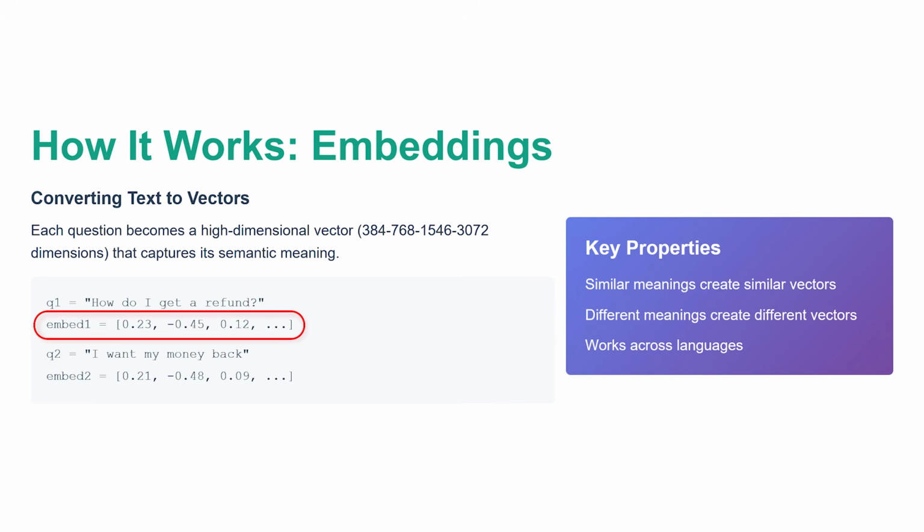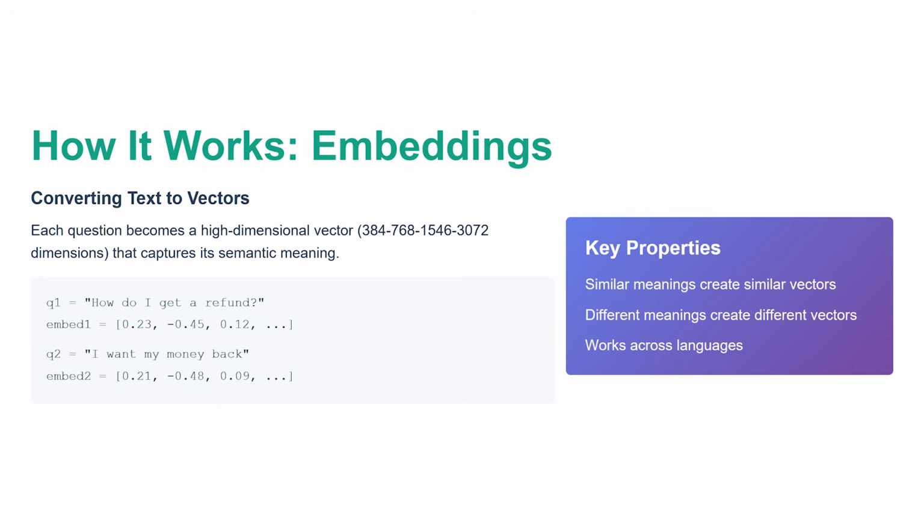So when someone asks, how do I get a refund? You get something like this. And when someone else asks, I want my money back, you get a vector like this. Now, here's the magic. Similar meanings create similar vectors. These two vectors are going to be really close to each other in this high-dimensional space, even though the actual words are different. Why does this work?